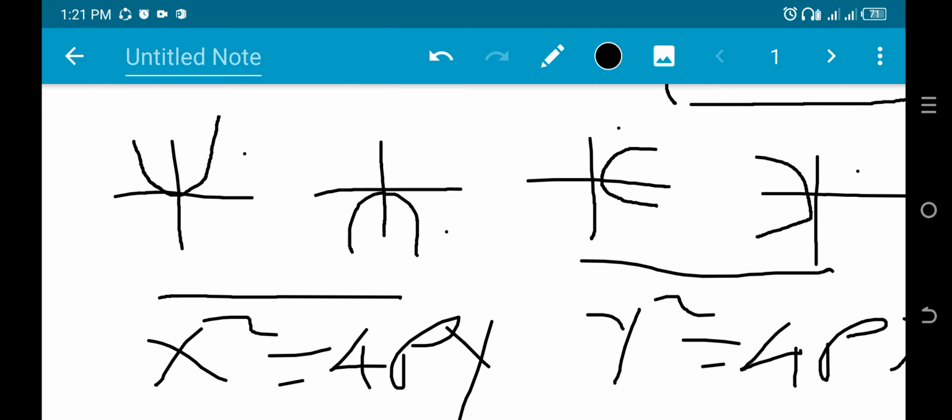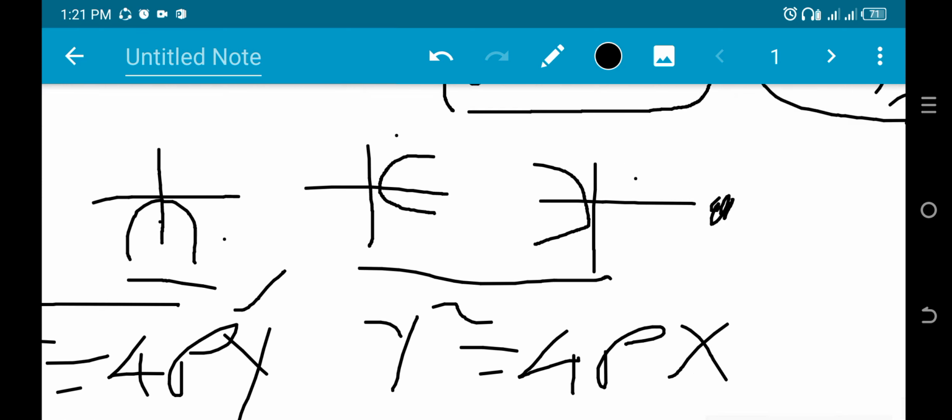Now the direction in which it will be facing is determined by your focus. If your focus is negative, your focus will be here, so it will look downwards. If your focus is positive, your focus will be here, so it will look upwards. Then, if your focus is positive, it will look on the right side. If your focus is negative, it will look on the left side. That's how we are going to determine.